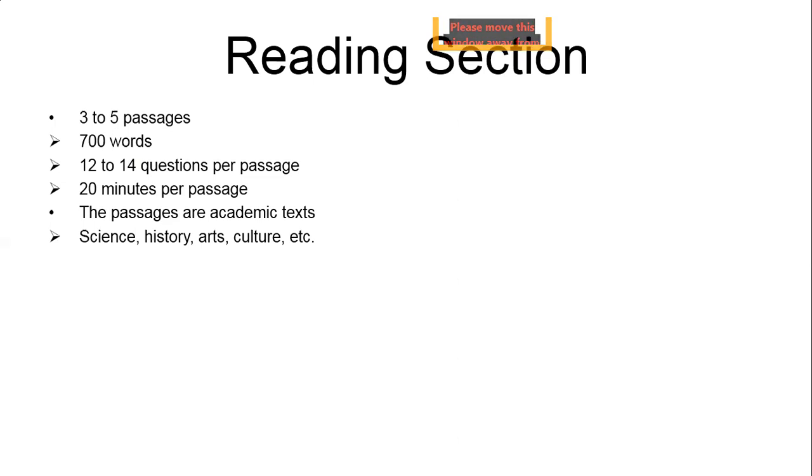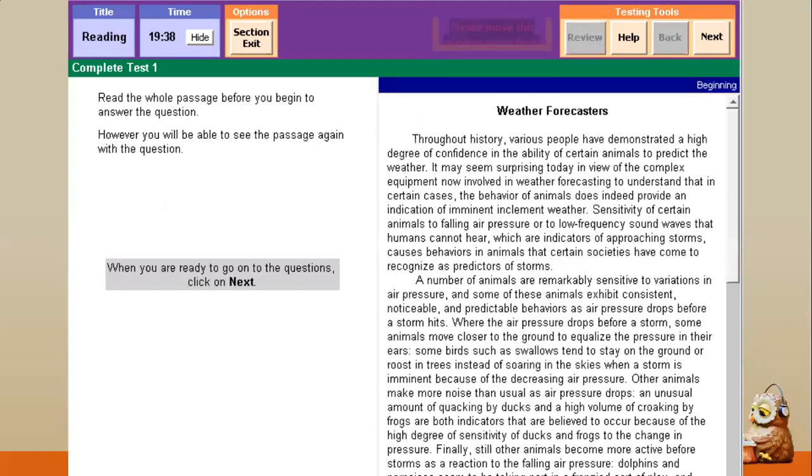The passage is all about academic text. It covers topics such as science, history, art, culture. Okay, so this is what you might see on your screen during TOEFL iBT. In reading sections, at first you will see the full passage or the full text. Either you want to read the passage quickly first or you directly go to the questions, it is your choice.